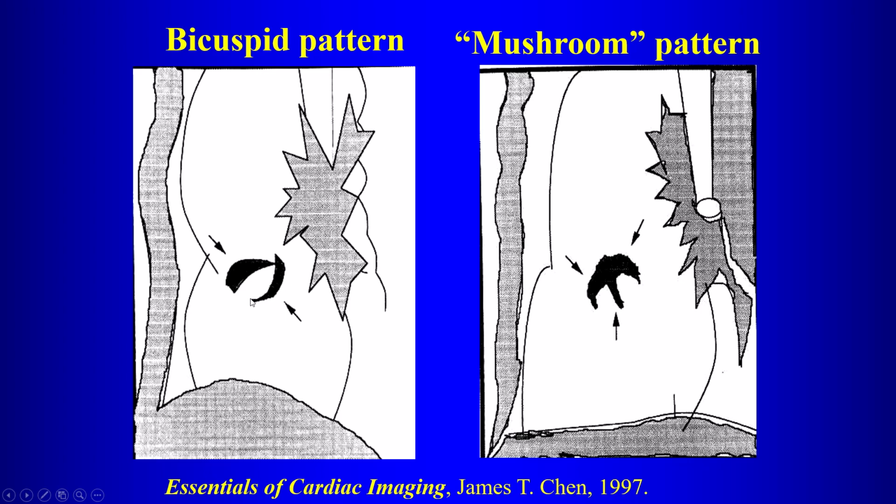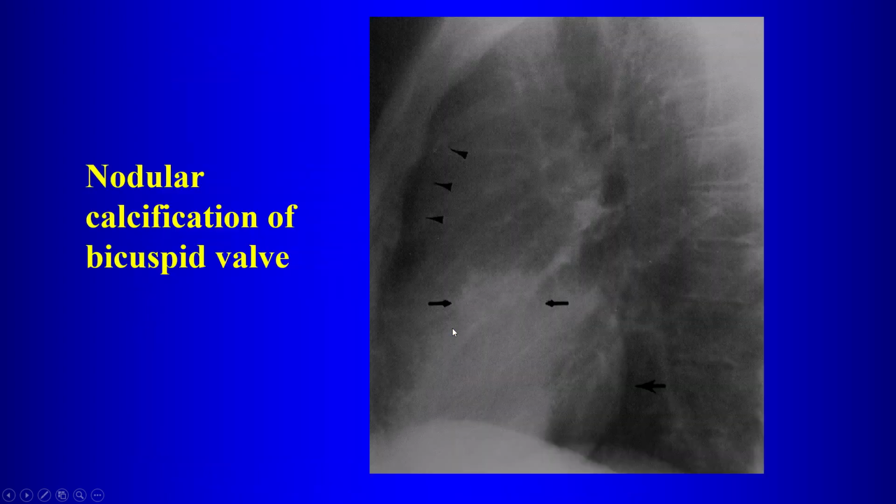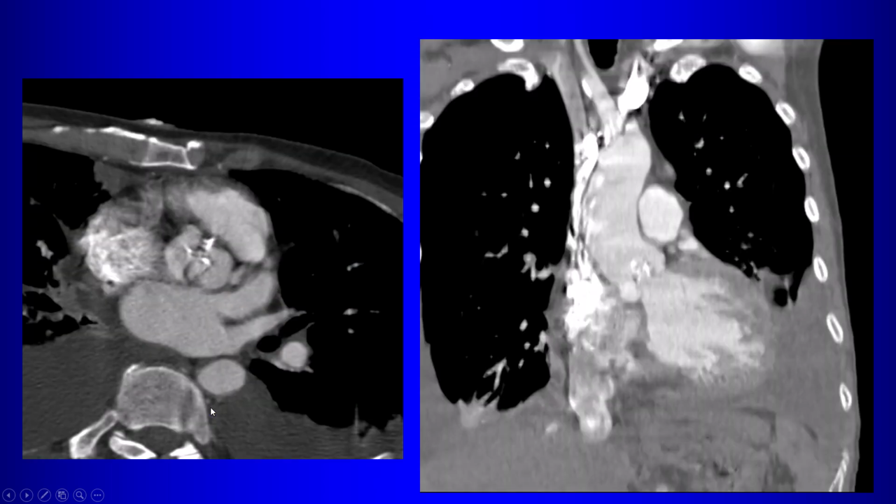So bicuspid pattern of calcification can be seen, a mushroom pattern of calcification can be seen. Both of these can be associated with bicuspid aortic valve. Nodular calcification can also be seen. Here's some dilatation of the ascending aorta in this case, and the left ventricle also is somewhat dilated in this case from aortic valvular stenosis, and here's the aortic valvular calcification.